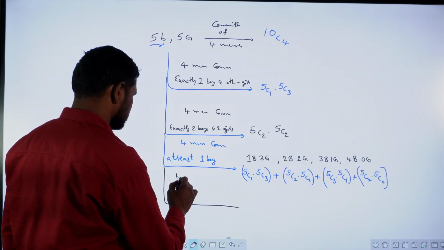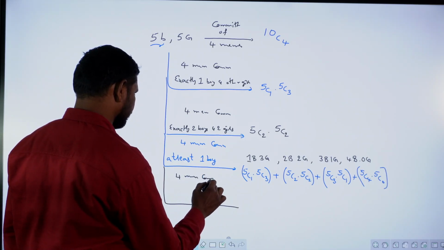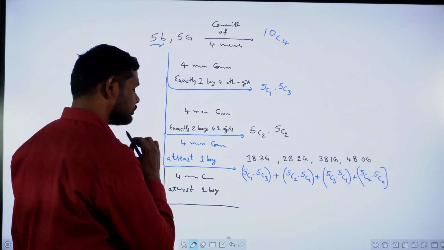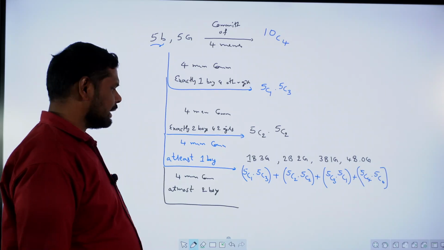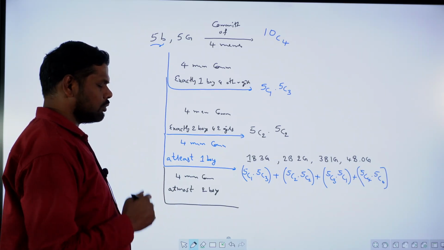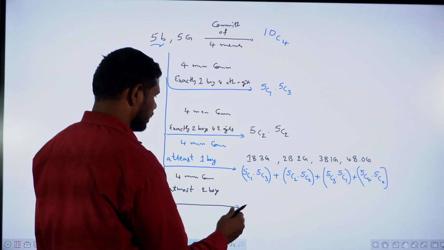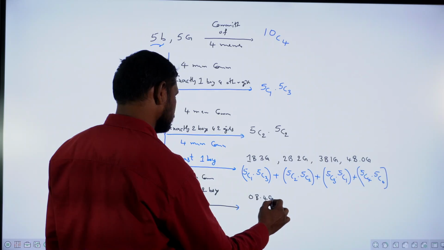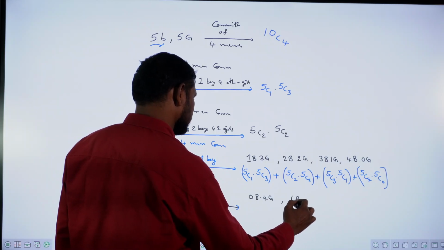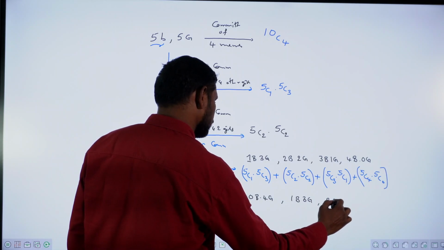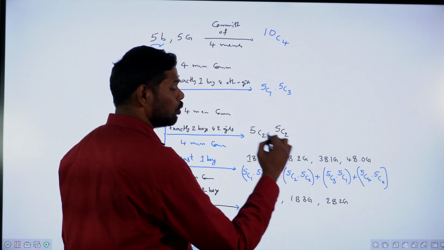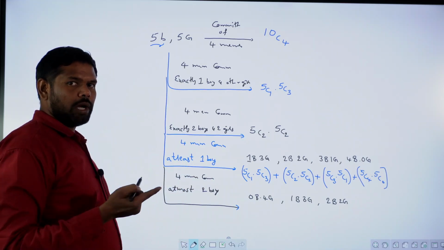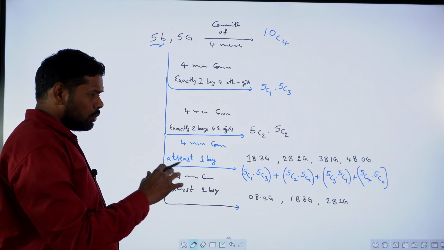Now, same 4-member committee, but at most 2 boys. Here, at most means less than or equal to. So maximum we need to select 2 boys. So now all possibilities are: 0 boys and 4 girls. Next case, 1 boy, 3 girls. Next case, 2 boys and 2 girls. At most 2 boys, not 3 boys. It can never be equal to 3. So at most 2 means maximum of 2 boys, or maybe 1 boy, or maybe 0 boys.